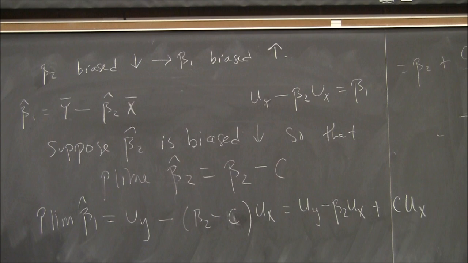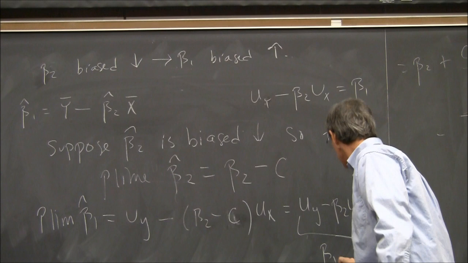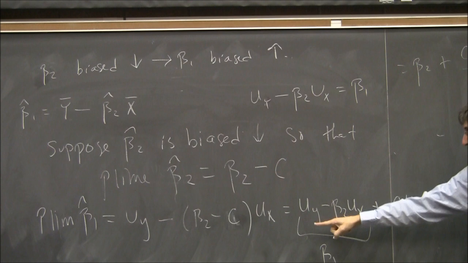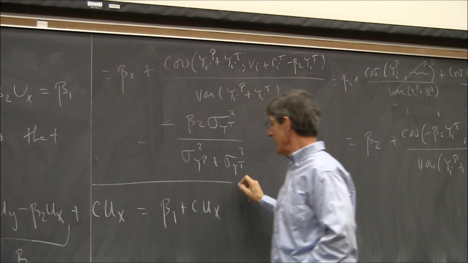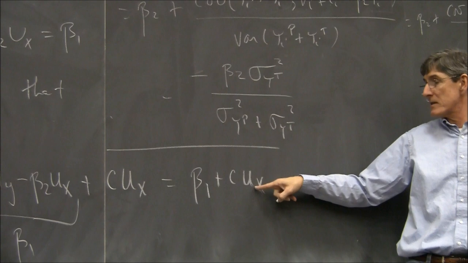This part is just fine. This part is beta 1. And so the answer we get is beta 1 plus C u of x. It's beta 1 plus a positive number. It's biased upward if the mean of x is positive.